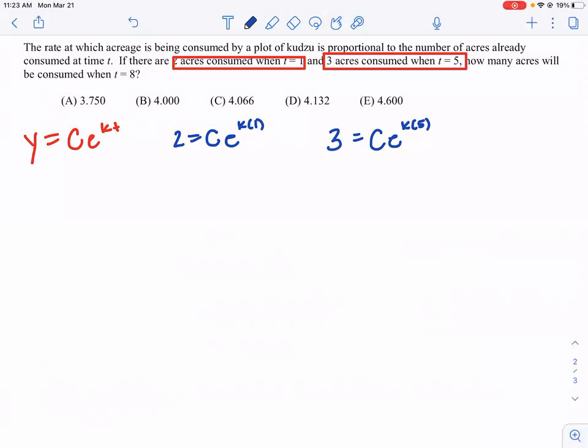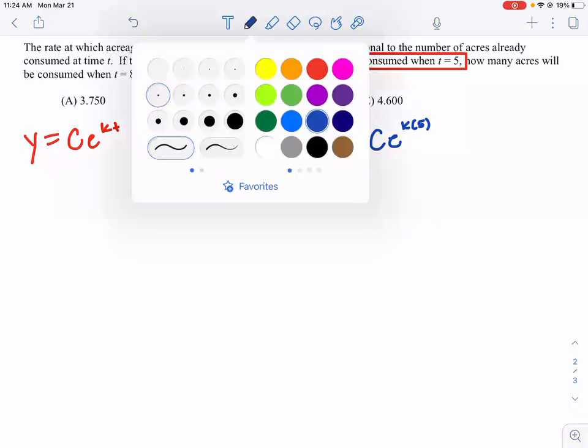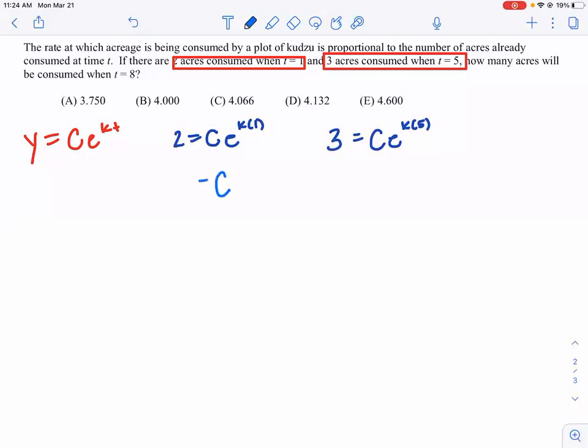I know you're excited, just like I am. What are we going to have to do? Substitution. But look at how easy this is going to be. I'm going to take this one because my exponent is smaller than this one. I can solve for C. So C equals 2 divided by e to the 1k, right?